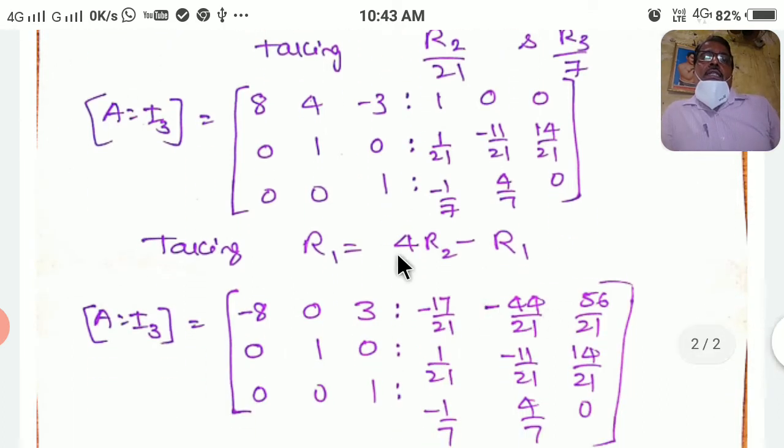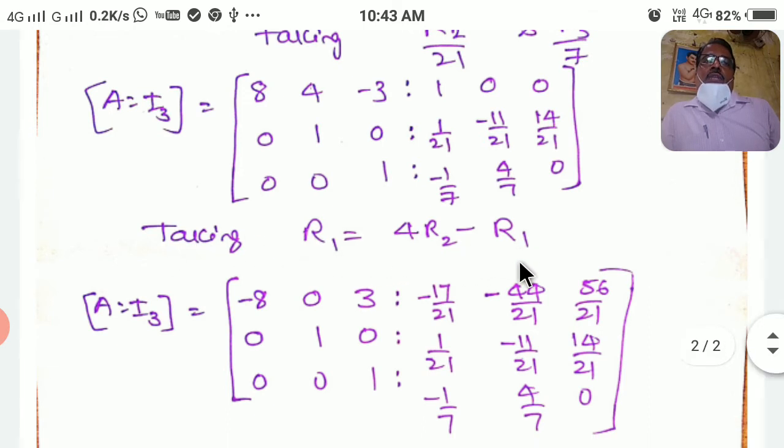Okay, so next we should make this row as 1 0 0. So for that what we do, we take R1 is equal to 4 R2 minus R1. R1 can be taken as 4 R2 minus R1, means what? Multiply the elements of R2 by 4, then subtract the elements of R1. So 4 into 0, 0, 0 minus 8, minus 8. 4 into 1, 4, 4 minus 4, 0. 4 into 0, 0, 0 minus of minus 3, plus 3. Then the remaining elements as it is, 0 1 0, 0 0 1.